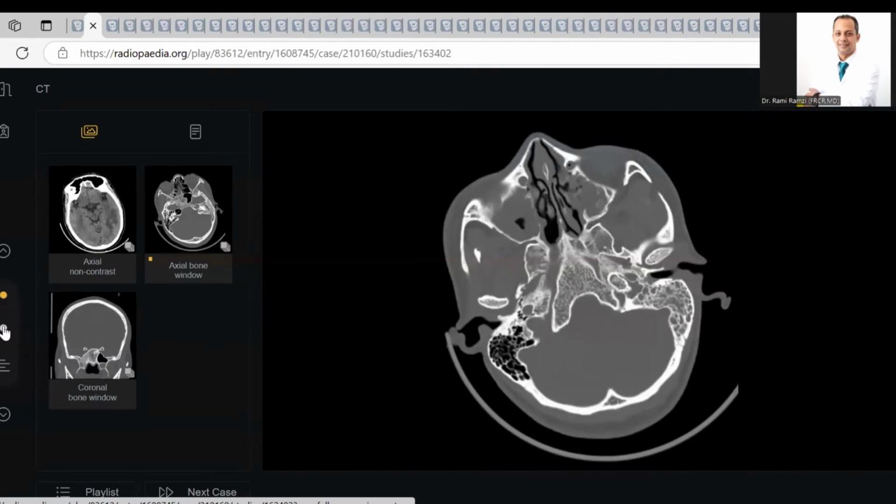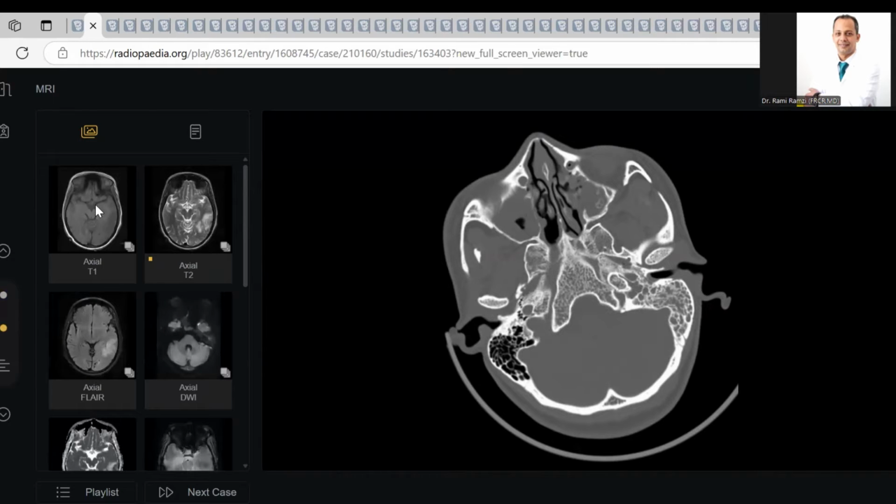IV contrast images? No need for contrast images. What would it add? Do you want to do something else? Okay, in the MRI brain. Yes.